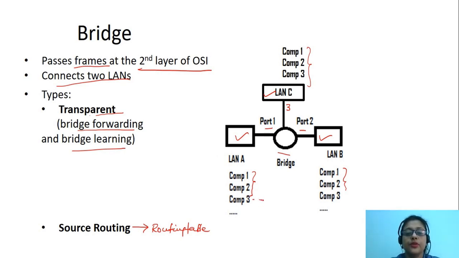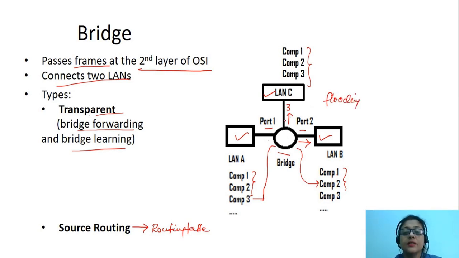Suppose computer 3 of LAN A wants to send a data packet to computer 2 of LAN B. What happens? It sends the data packet. It goes to the bridge. Now the bridge looks into the data packet. It understands from the MAC address that it is in port 1. So it forwards that data packet to port 3 and to port 2. So it is flooding. So this is known as flooding.